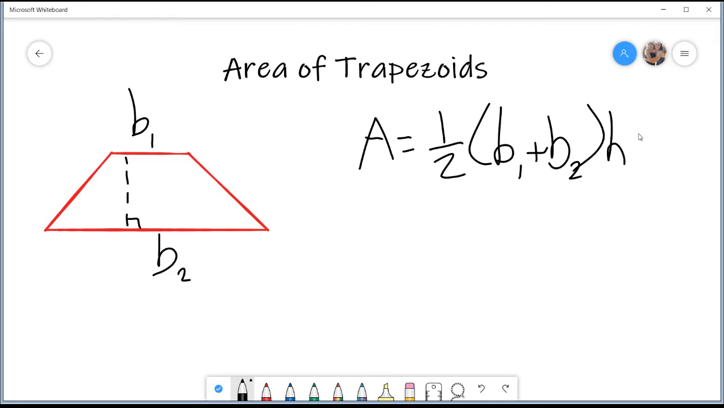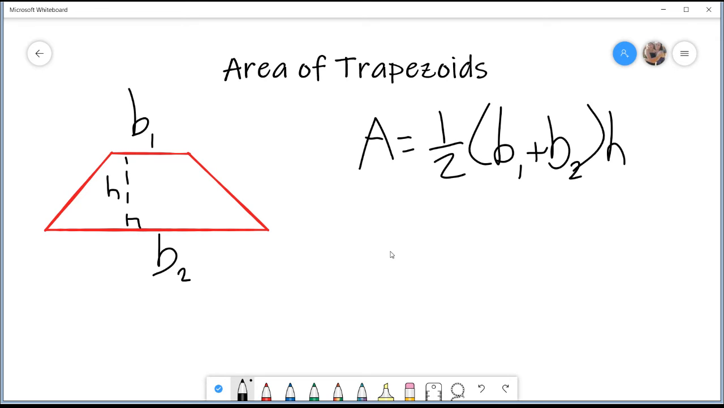Next, we have the h, which is the height. The height is not one of these sides. It's actually the distance between the bases. It's usually going to be shown here in the middle with this little h like this. And you can tell if something is a height because it will be perpendicular to the bases. If it's perpendicular, you'll see this little symbol here that looks like a square. It's the same way that you found the height of triangles or the height of parallelograms.